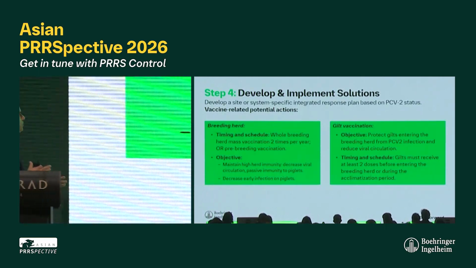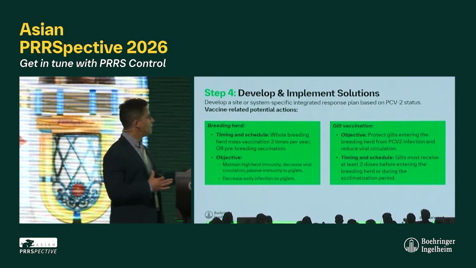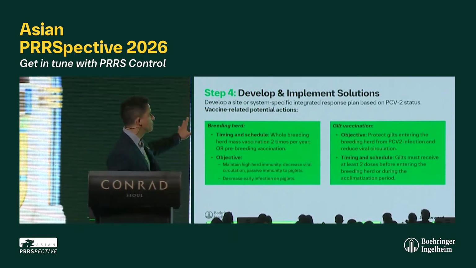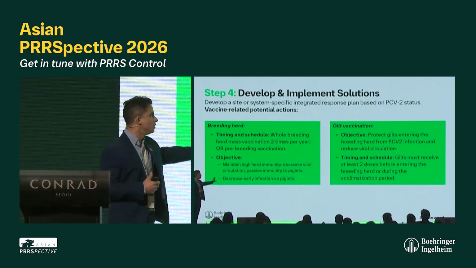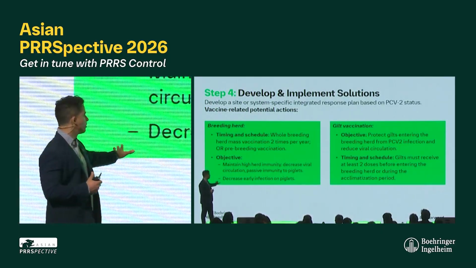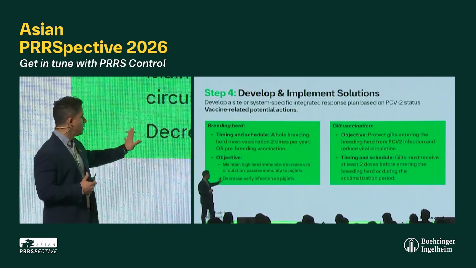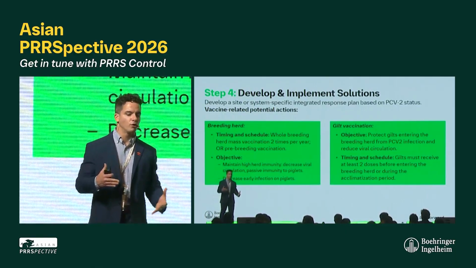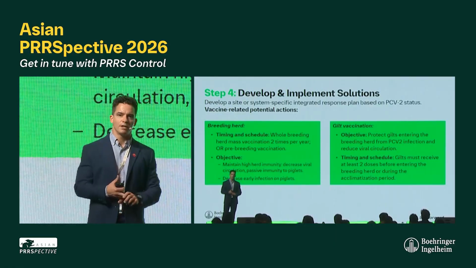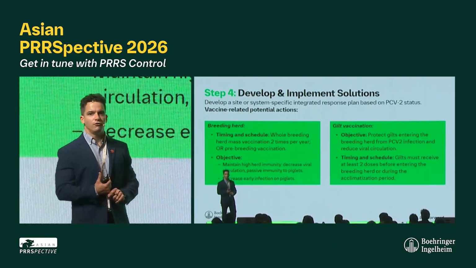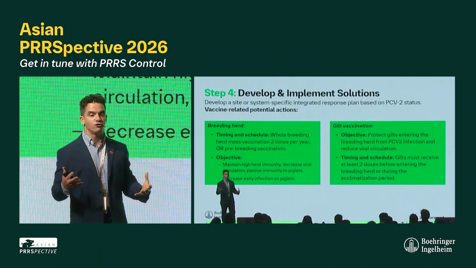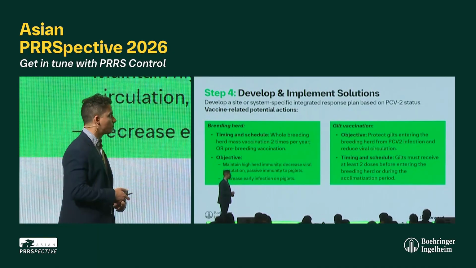So again, for breeding herd and gilt vaccination, these are ways that you would do this over time with the objective of maintaining high herd immunity, decreasing virus circulation, and increasing passive immunity for the piglets, right? Both of those populations are important to be managed and tracked to make sure that your herd is going to have the best performance possible.